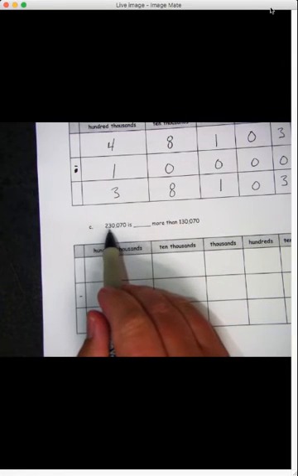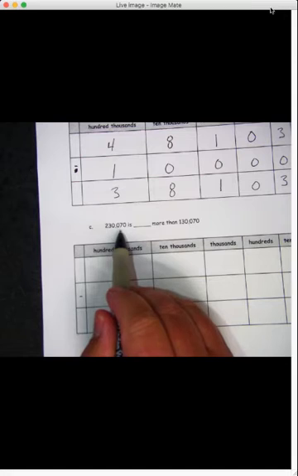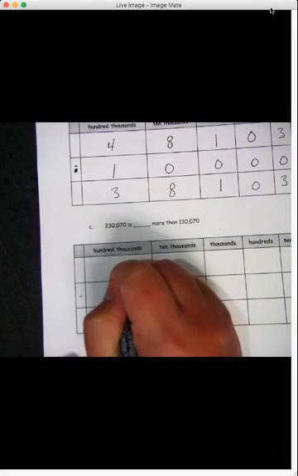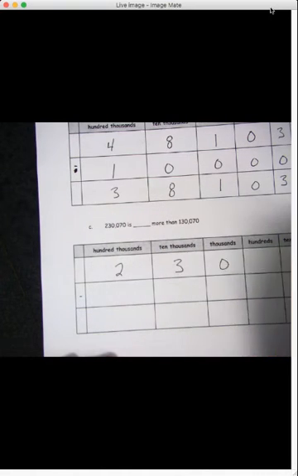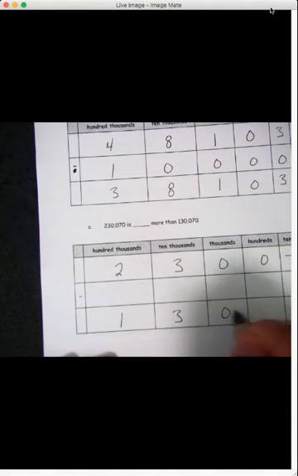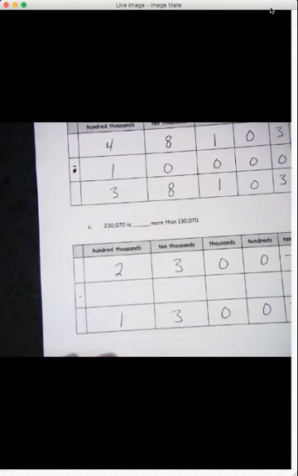Okay, let's move on to part C. 230,070 is how much more than 130,070? So we've got to figure out what this is right here. Let's put the bigger number on top, 230,070. And we'll put the smaller number on the bottom, 130,070. This isn't very hard, is it?